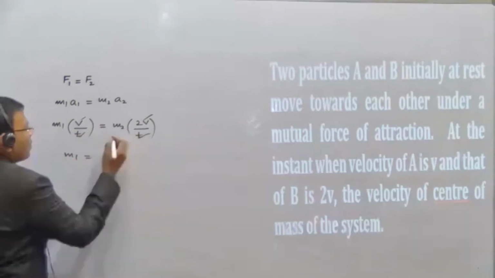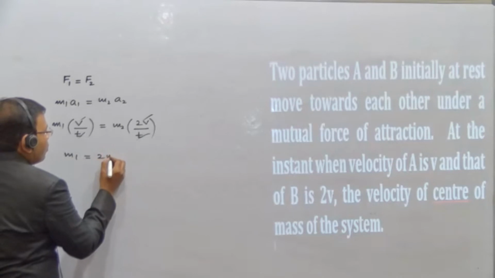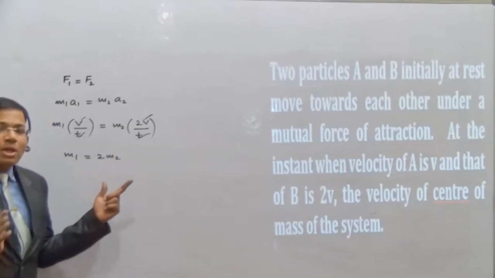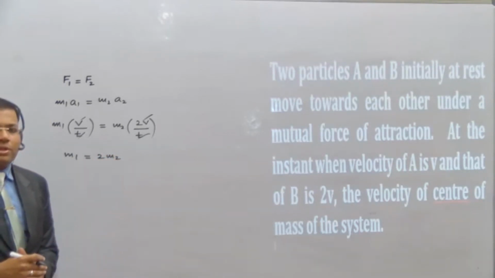m1 is equals to, I say it is what? m1 is equals to 2m2. This is the relation what I am getting for masses. Masses का ये relation है.